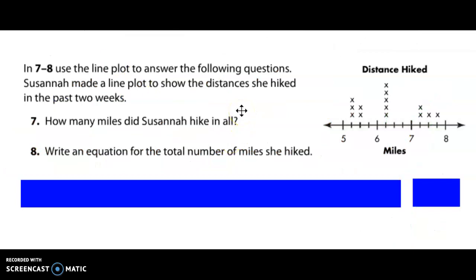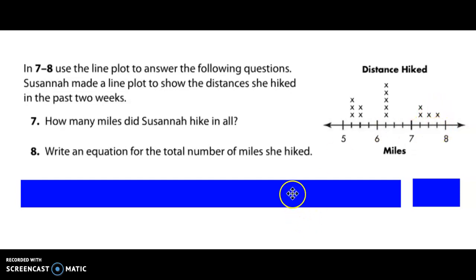This problem last week, I had it as whole numbers also, but now we have our fractions. So it says, how many miles did Susanna hike in all? Okay, so we're going to look at an equation here. Now you're going to notice we have a 5 and a 6, but then I have the hashes or the ticks in the middle. So this is going to be 1, 2, 3, 4 sections. So these are fourths. So this right here is 5 and 1/4, 5 and 2/4. This is 6 and 1/4, 7 and 1/4, 7 and 2/4, 7 and 3/4.